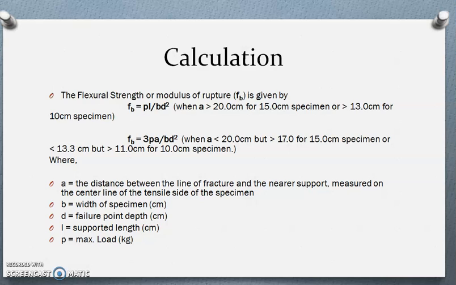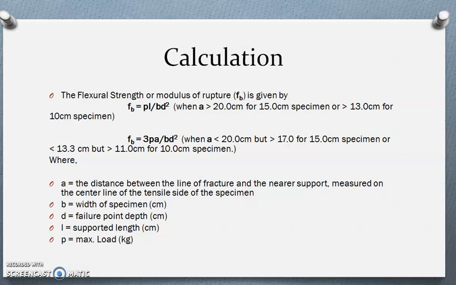Okay, the same system will be followed for the next case also. Here, when the A value is less than 200 mm but greater than 170 mm, for the 150 mm size specimen, we'll be using the formula 3PA by BD square. That A will give you the distance, that is, a distance which lies between 200 and 170.